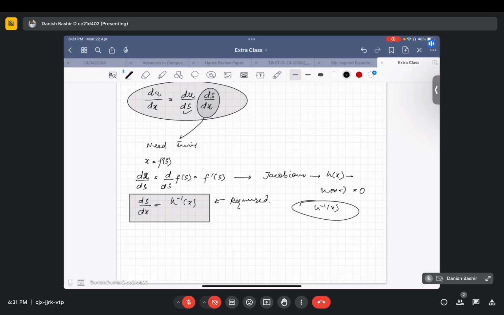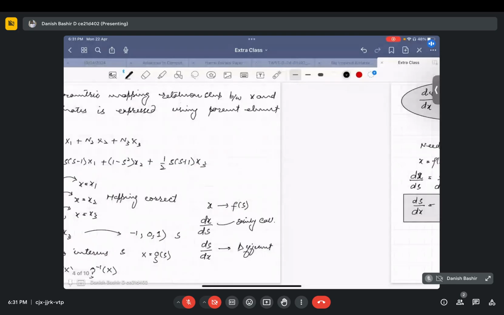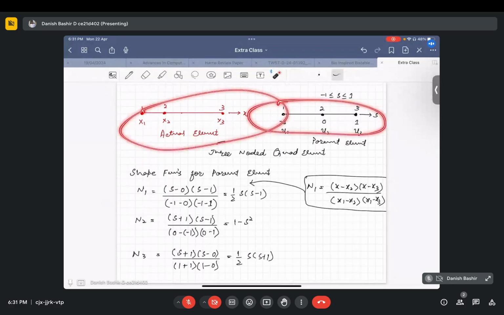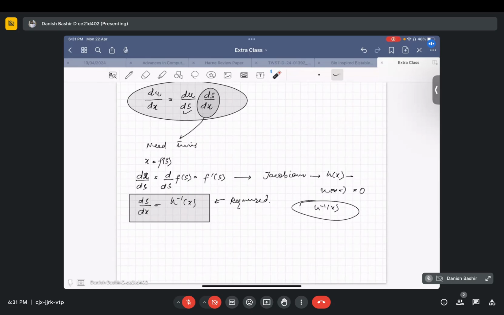So for the one-dimensional problem that we considered here, we can easily see what the restriction on the domain is so that the Jacobian is valid, or the mapping is valid. So first we will calculate the Jacobian, J of x.